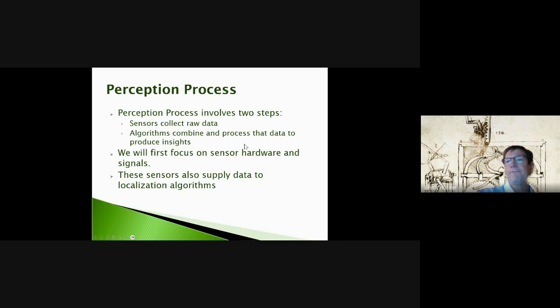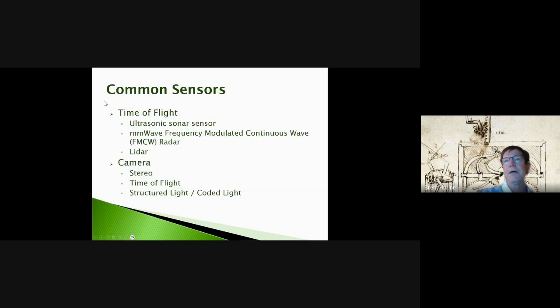We're going to first focus on the sensor hardware and the signals coming out of them. And note also that these sensors also supply data to localization algorithms. So if you're wondering how do we get all those measurements in that particle filter or whatever, well, we'll eventually get to that. So, all right.